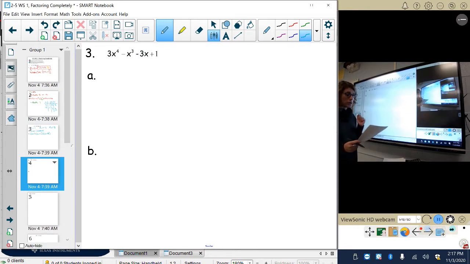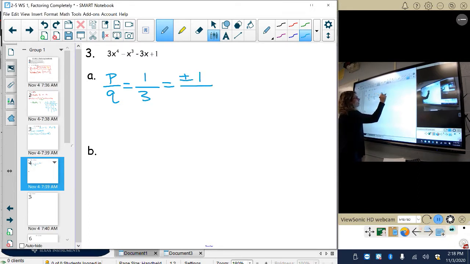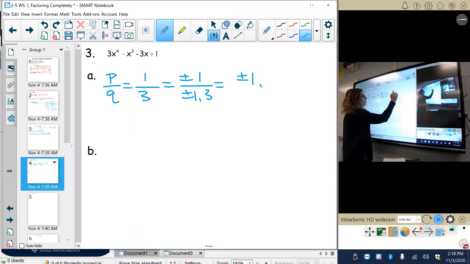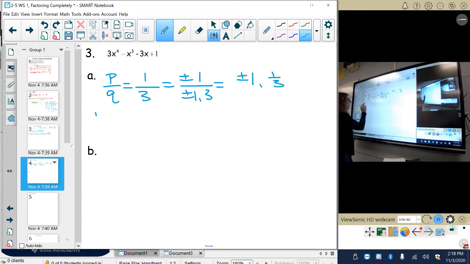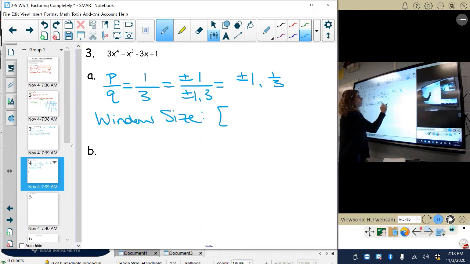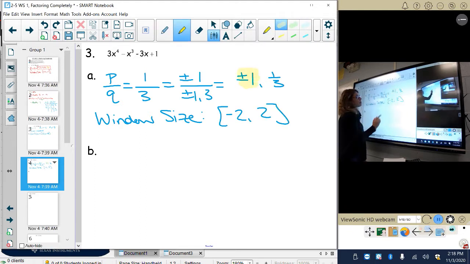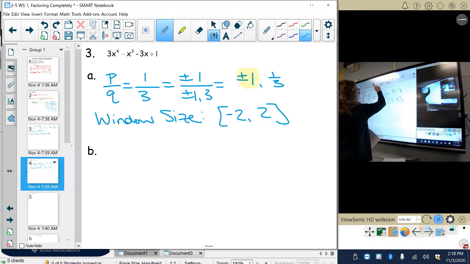The next one we're going to do is number 3. Number 3 is exactly the same procedure. So the very first thing we're going to do is going to be P over Q. So P is 1, Q is 3, so that's plus or minus 1 and 3. So I'm going to take 1 over 1 is 1, and then 1 over 3. So my window size is going to be from negative 2 to positive 2 because that is the largest number that we have up there. Okay? Then I'm going to do Descartes.